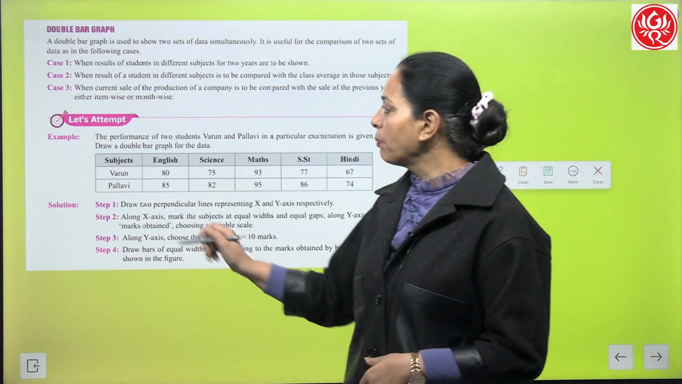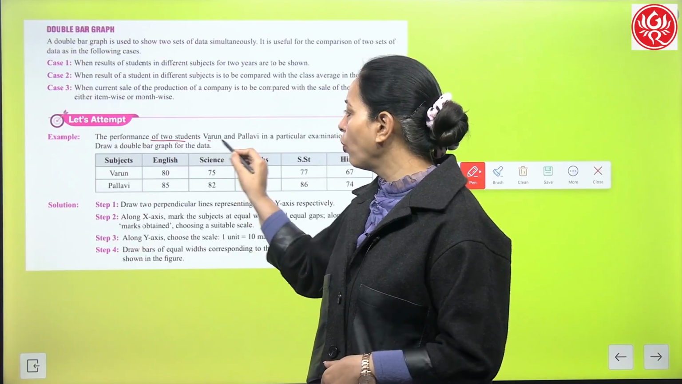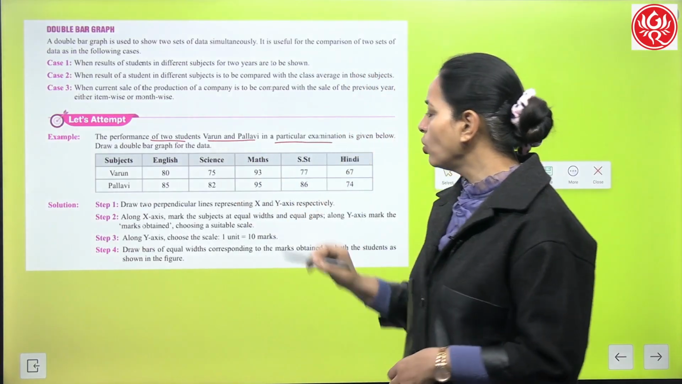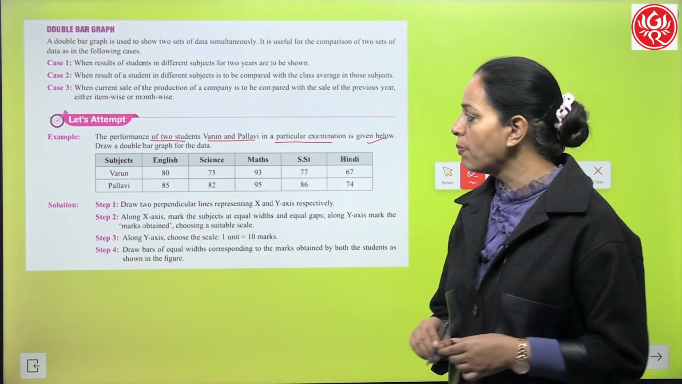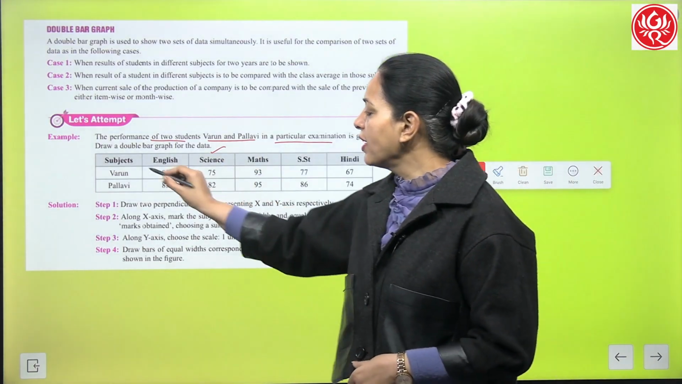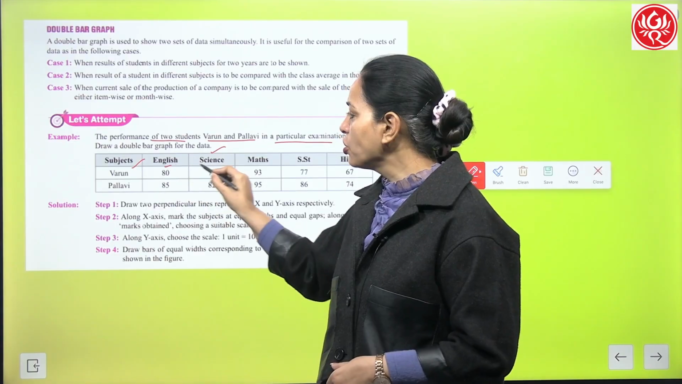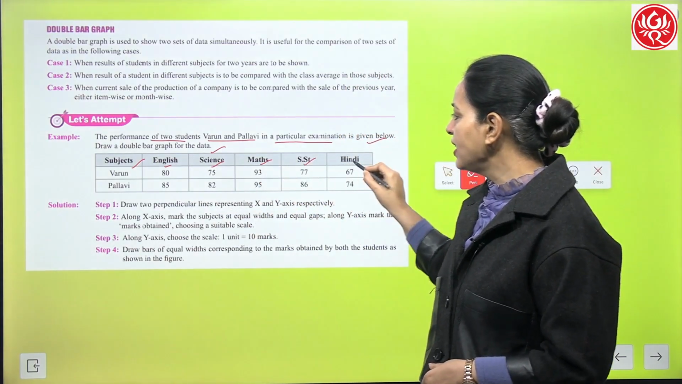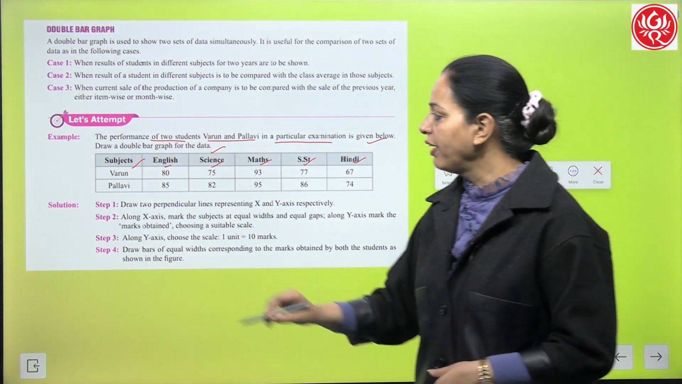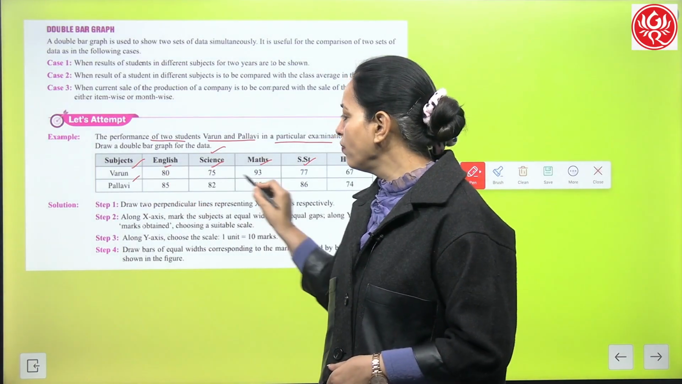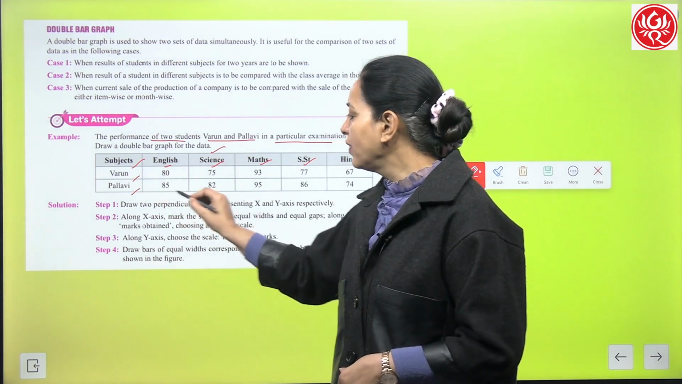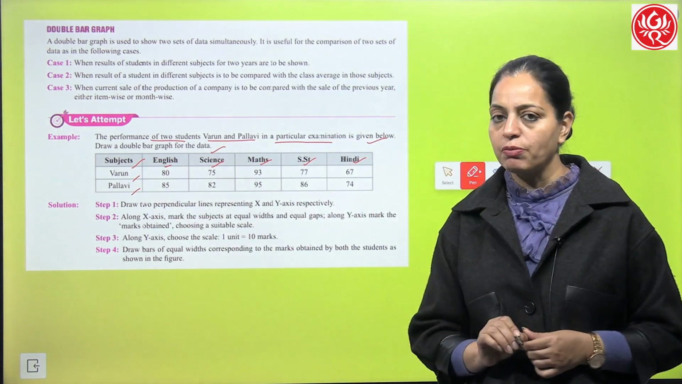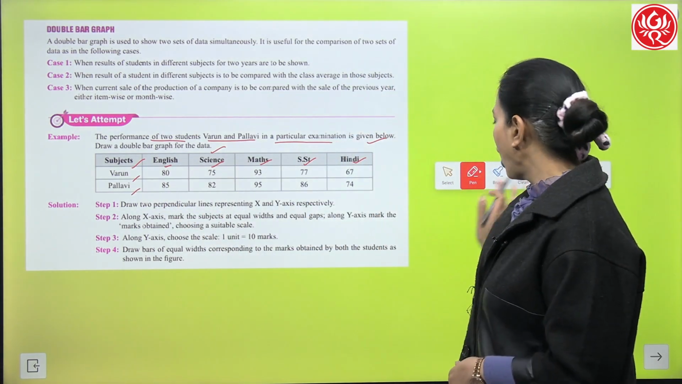Example: the performance of two students, Varun and Pallavi, in a particular examination is given below. Draw a double bar graph for the data. Here subjects given: English, Science, Maths, SST and Hindi. And here Varun scored these marks in different subjects and Pallavi scored these marks in different subjects. Now what to do? How to draw?